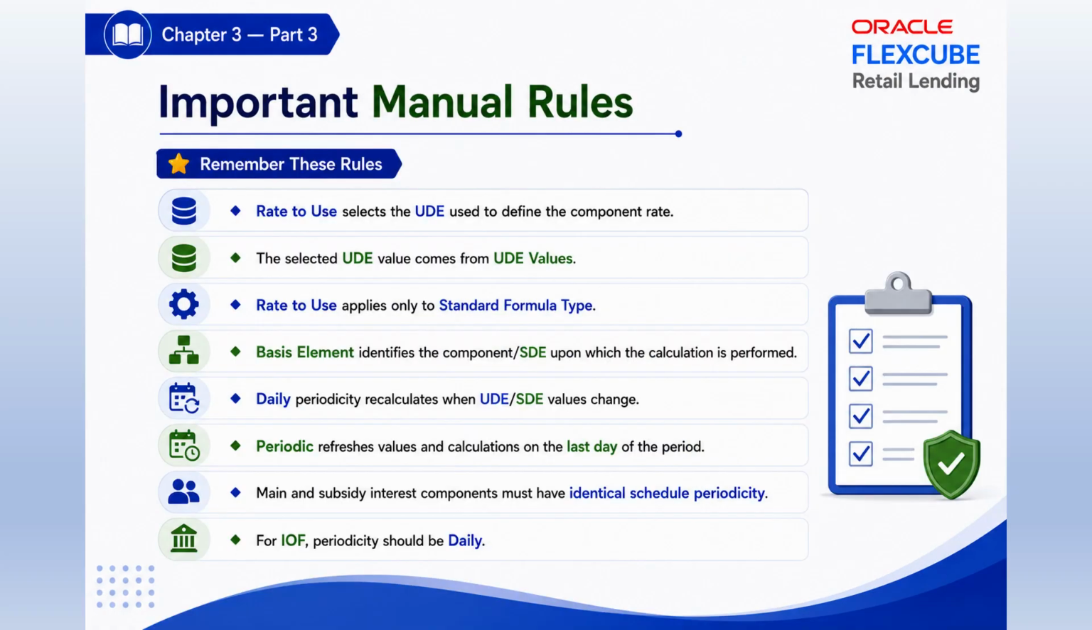Let's quickly recap the important rules from the manual. Rate to Use selects the UDE used to define the component rate. The selected UDE value comes from UDE values. Rate to Use applies only to standard formula type. Basis element identifies the component or SDE upon which the calculation is performed. Daily periodicity recalculates when UDE or SDE values change. Periodic refreshes values and calculations on the last day of the period. Main and subsidy interest components must have identical schedule periodicity. And for IOF, periodicity should be daily.